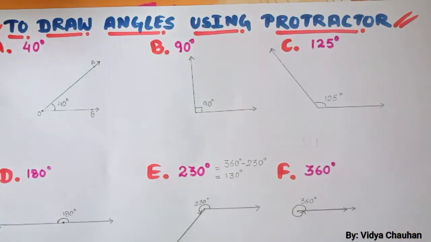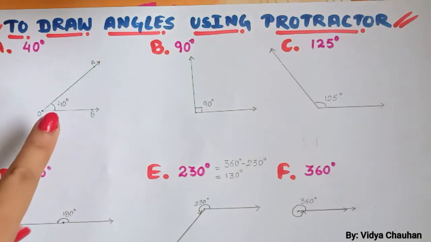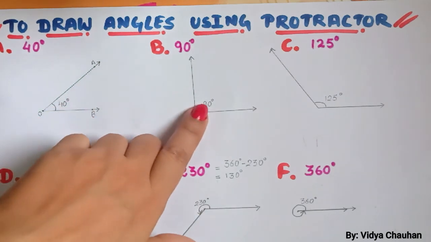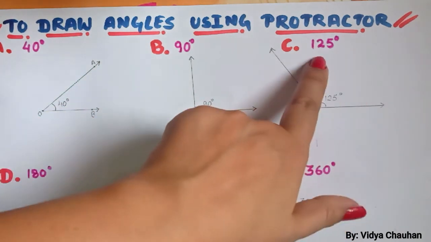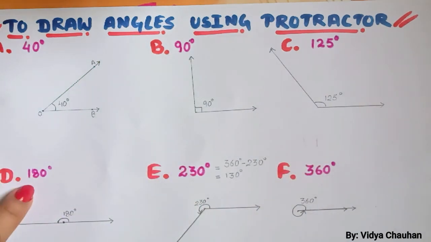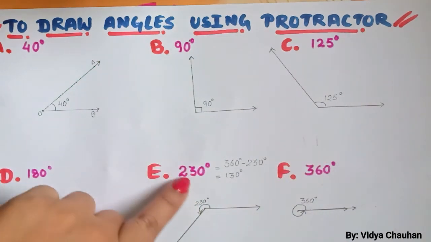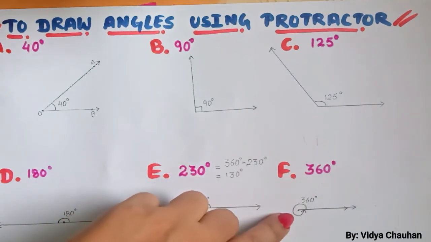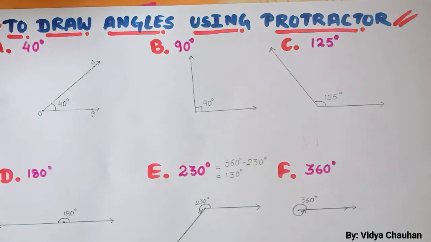360 degree. So students, I hope this will help you out to understand the concept of angles and how to draw the angles using the protractor. Once again, 40 degree, which is an acute angle, 90 degree right angle, 125 degree obtuse angle, 180 degree a straight angle, 230 degree reflex angle, 360 degree complete angle. So students, this is all about angles and how to draw the angles using the protractor.